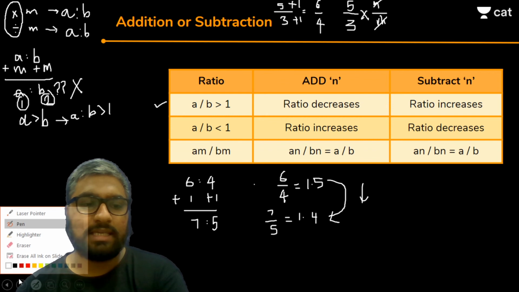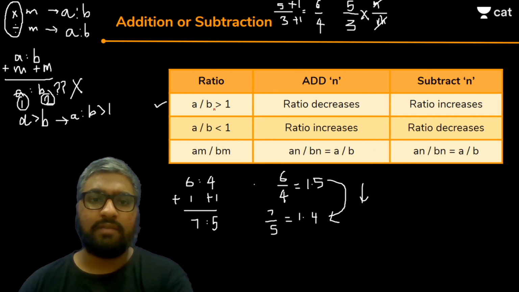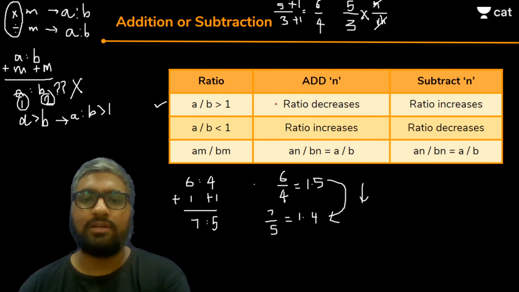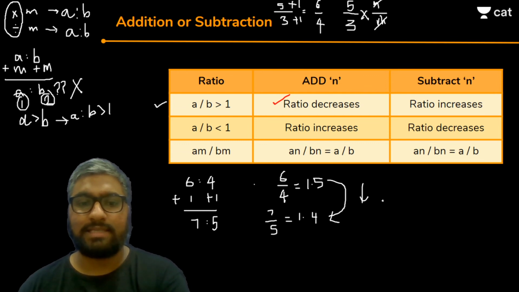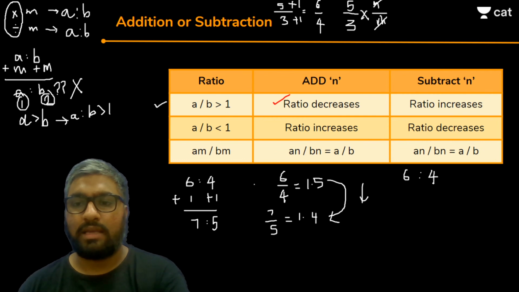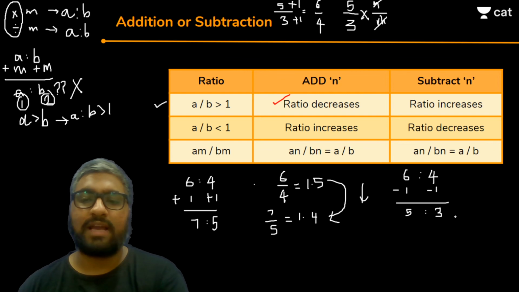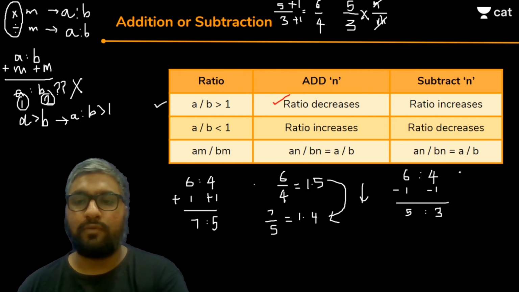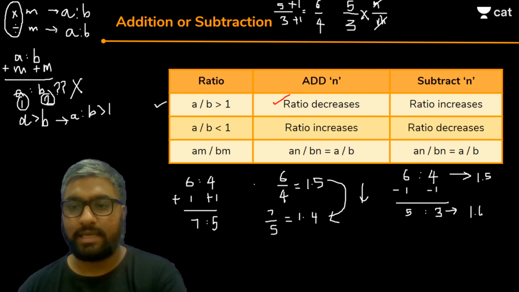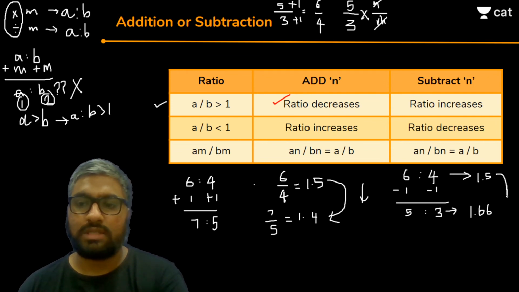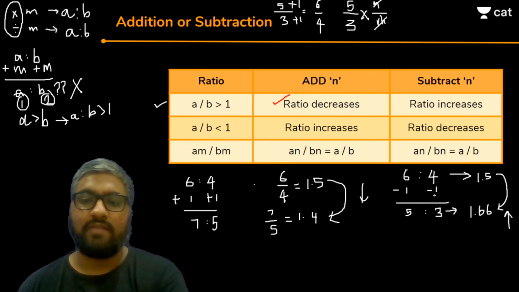So what is the key here? The key here is when you have a ratio that's greater than 1, and if you add n to it, the ratio decreases. Now let's try subtracting 1 from it. 6:4, if we were to subtract 1 from it, this would become 5:3. 6:4 is 1.5, and 5:3 would be 1.66. So do you see how the value of the ratio increased when we reduced a number?